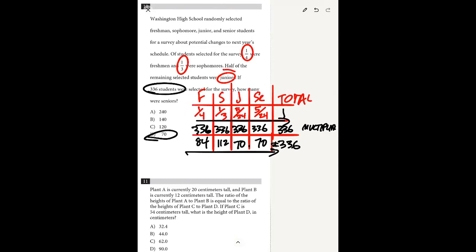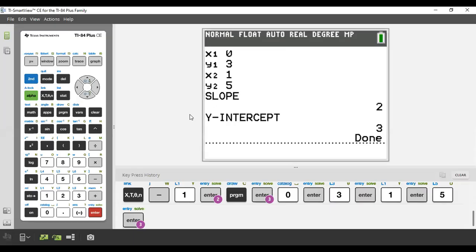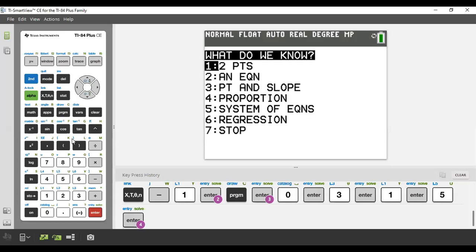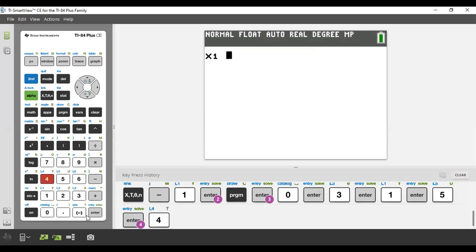Now, since these are proportions, you can also use the ALINEAR. So I'm going to show you, even though I would use the ratio box, how you could use the ALINEAR program. We're going to go over, click this, press enter, and we're going to use option 4. And here's what I'm going to do. This is going to be the fraction of seniors.